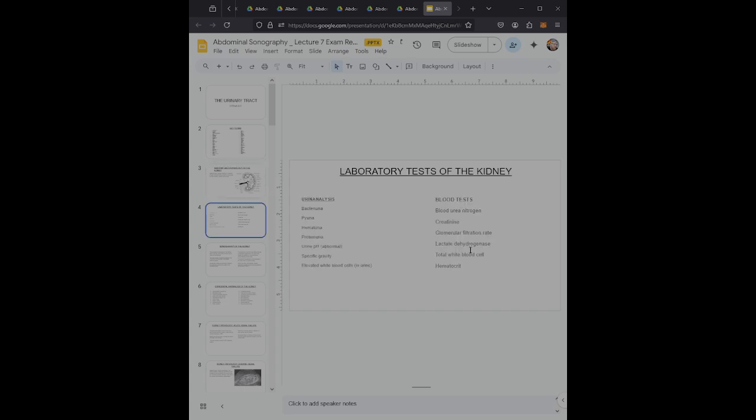So there are certain laboratory tests we can use to test the function of the kidneys. So we can look for bacteriuria, pyuria, hematuria, and proteinuria, and blood tests may be used to analyze the levels of blood urea nitrogen, creatinine, glomerular filtration, and lactate dehydrogenase. Creatinine, also excreted by the kidneys, measures the amount of creatinine phosphate found in skeletal muscles.